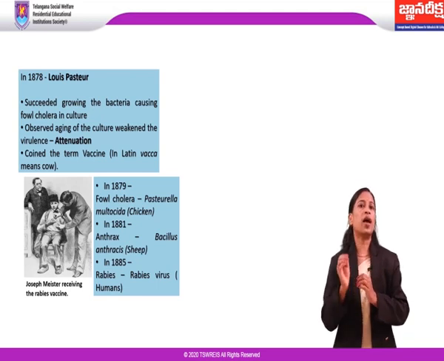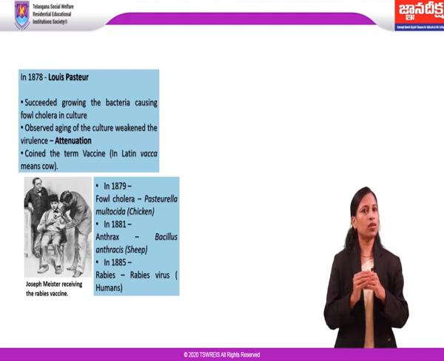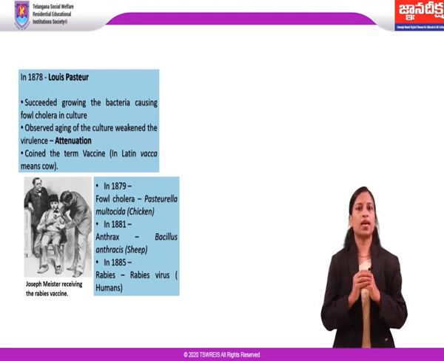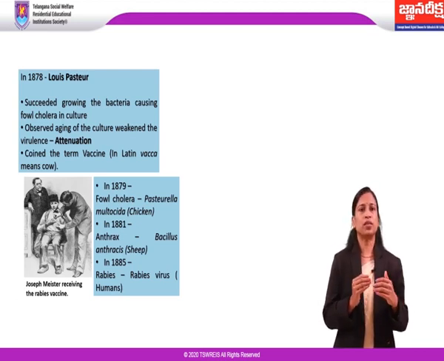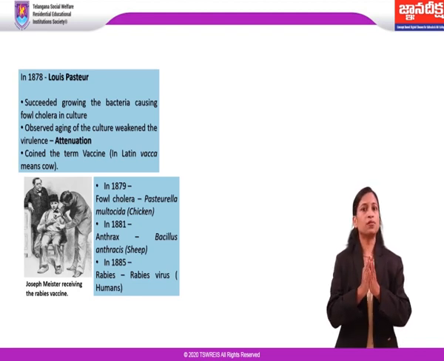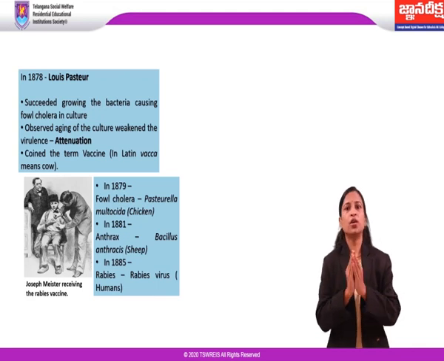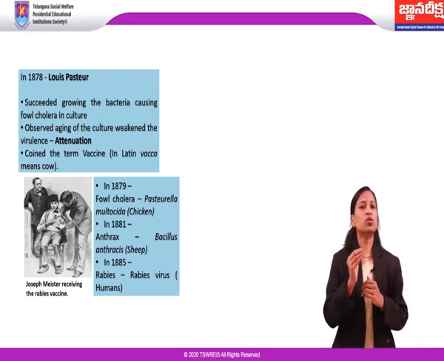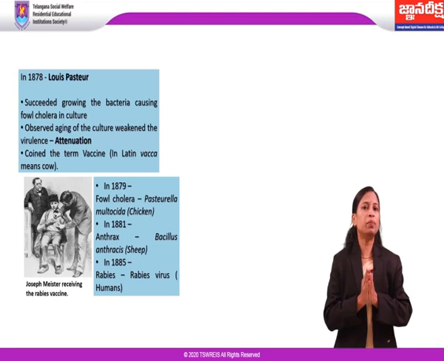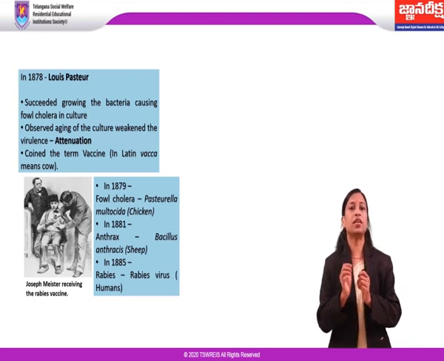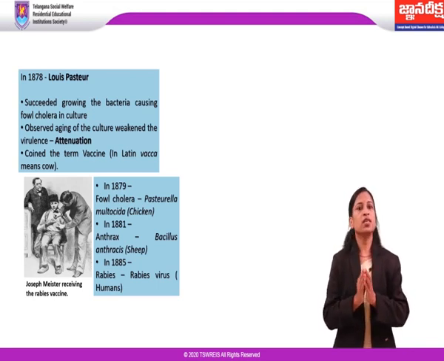Later, he applied this technique for developing other vaccines such as anthrax for sheep, caused by Bacillus anthracis, and rabies for humans, caused by the rabies virus. Pasteur administered his first human vaccine to a young boy named Joseph Meister, who had been repeatedly bitten by a rabid dog, and the boy survived.